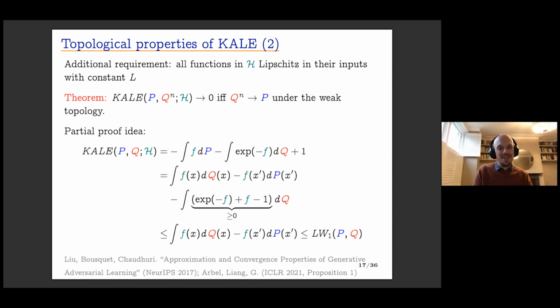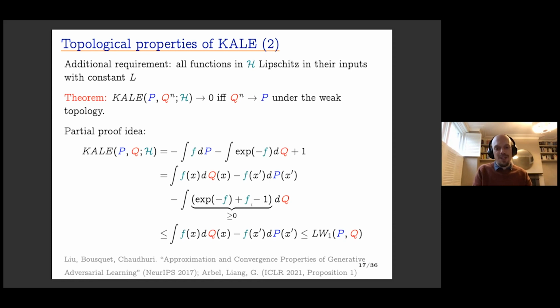All right, so here's our KALE, here's our variational lower bound, which is minus f dP minus e to the minus f dQ plus 1. Here I'm going to do something very simple. I'm going to add and subtract the integral of f dQ, okay? So I haven't done anything very interesting here. But now I notice that I've got this term here, e to the minus f plus f minus 1. And if you do a little algebra, you'll notice that this is always non-negative.